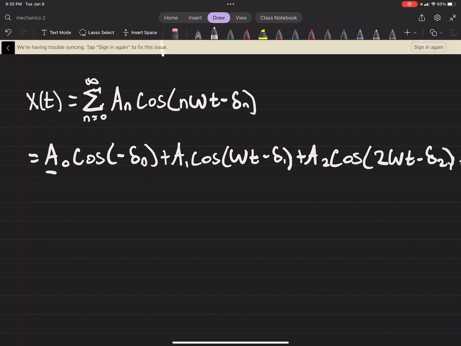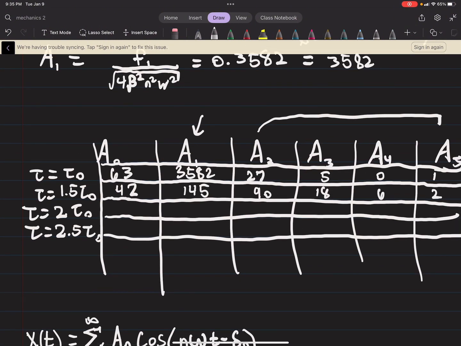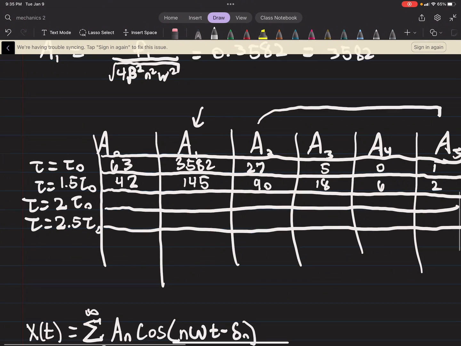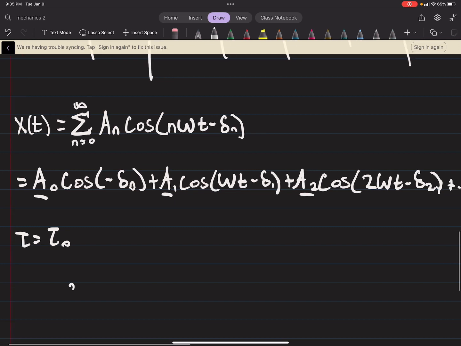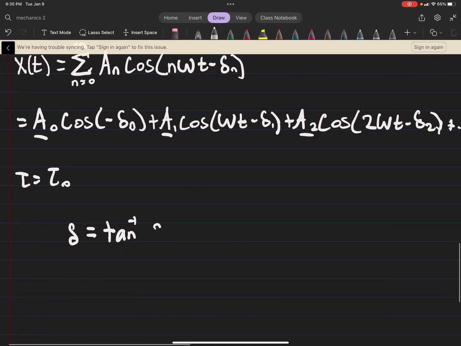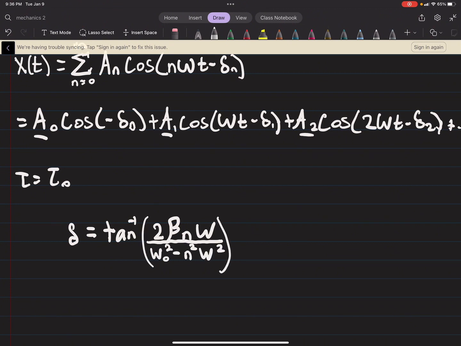Okay, and we calculated these. So we can say for tau equals tau naught, you can just look up here. We have a naught, a1, a2. So that's not a problem. There is delta. So again, we have an equation to calculate delta. Delta is tangent inverse of 2 beta n omega, all divided by omega naught squared minus n squared omega squared. Okay. So we can calculate our deltas this way.